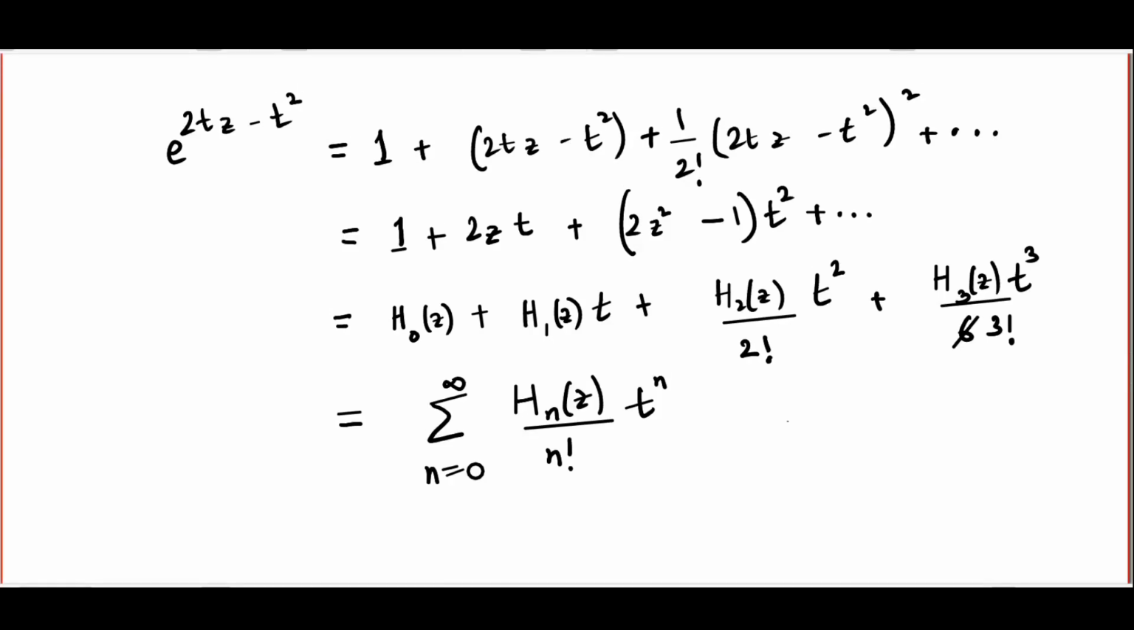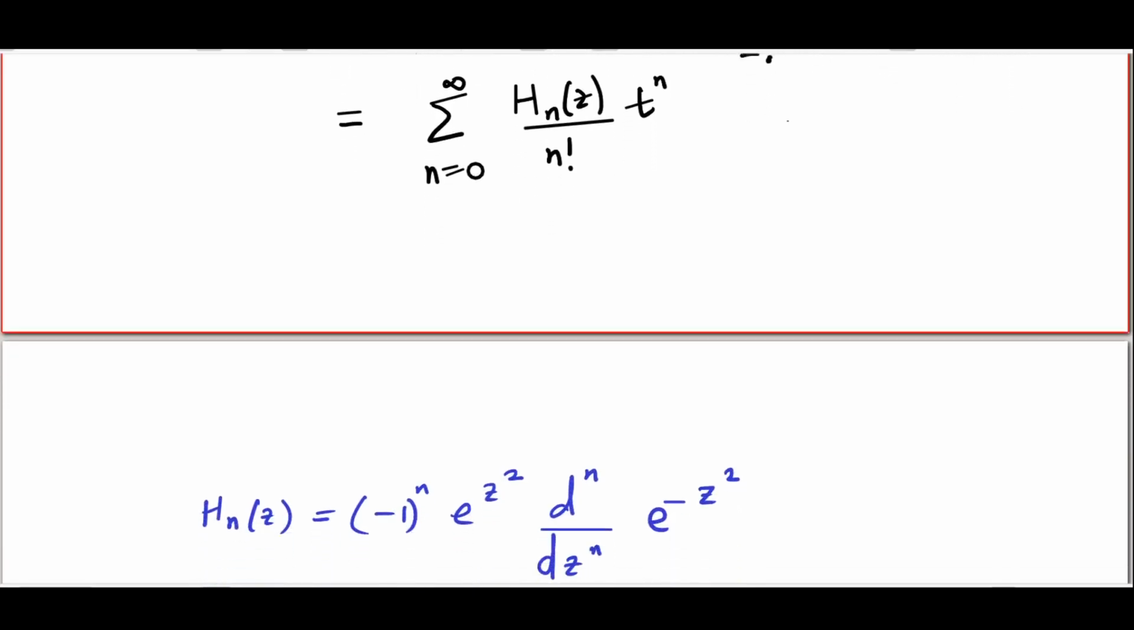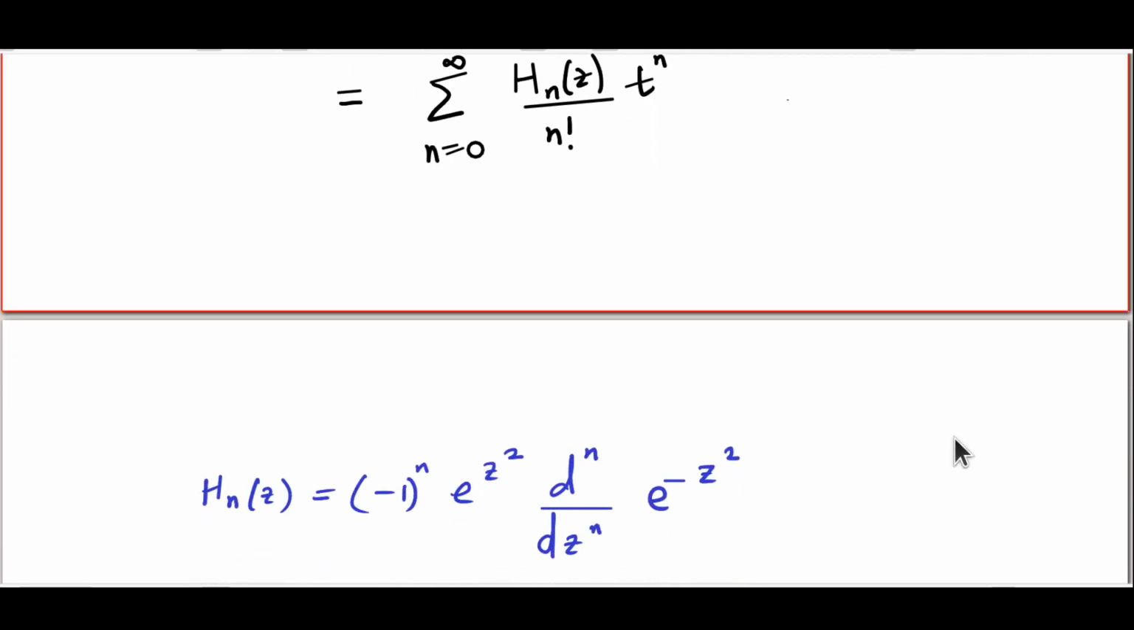First, however, let me show you how to derive the generating function starting from the Rodrigues formula, which is simply this. Now, in order to simplify our calculations next, we define e to the minus z square as a function, or we just label this as a function capital F of z. Now, what the Rodrigues formula really tells me is that H_n(z) is essentially related to the nth derivative of this function capital F of z.